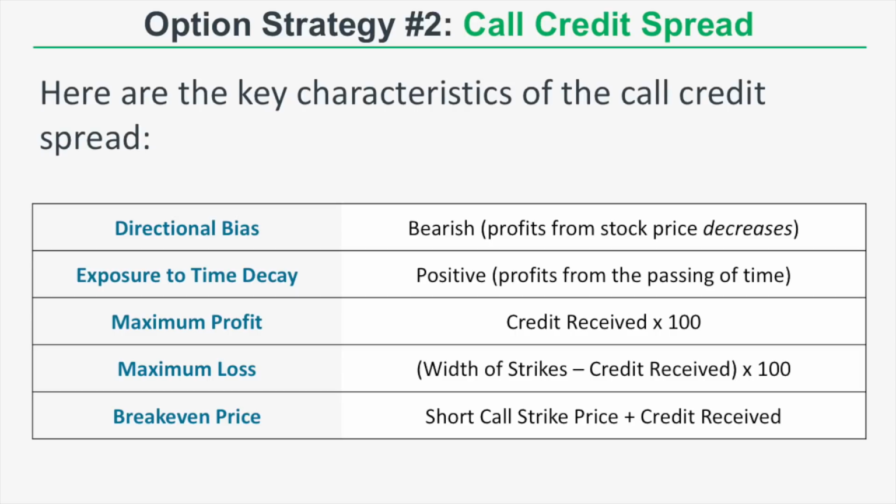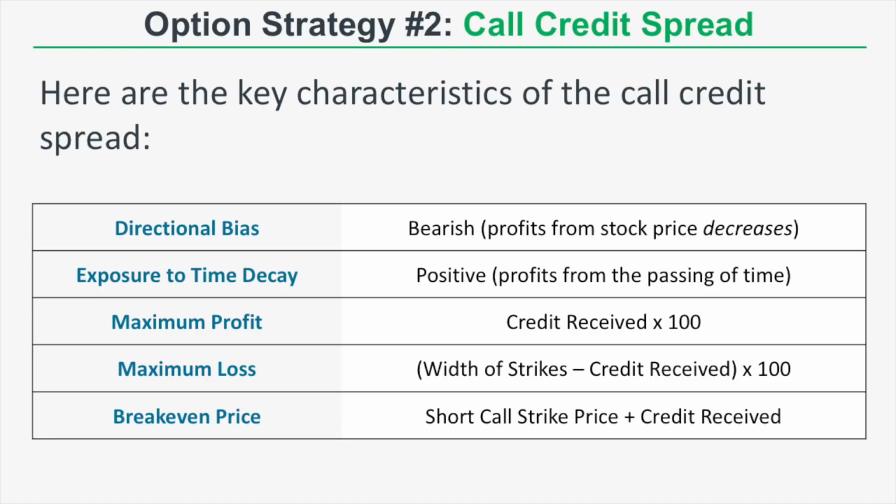So here are the key characteristics of the call credit spread strategy. The directional bias is bearish because call credit spreads profit from stock price decreases. Now that's because call options decrease in value as the stock price falls, and therefore your call credit spread will decrease in value as the stock price falls. Now the exposure to time decay is positive, which means the call credit spread profits from the passing of time. Now that's because option prices decrease in value as time passes, which leads to profits for your call credit spread as long as the stock price doesn't increase substantially.